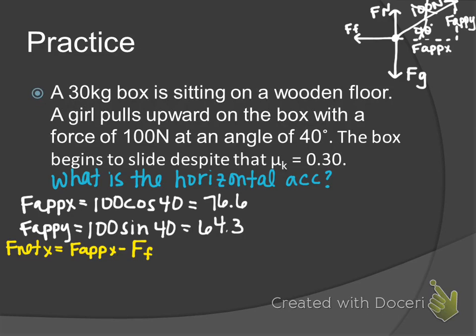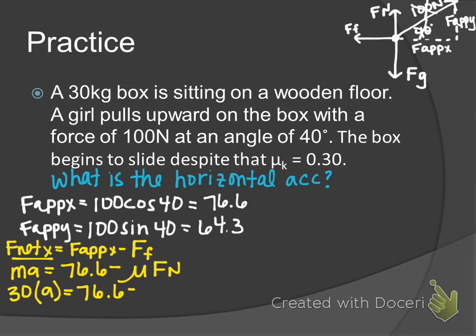Okay. So let's go ahead and substitute MA right here equals 76.6 minus our frictional force. What can we substitute for our frictional force? Mu. Yep. Mu times what? Normal force. Okay. We know our mass is 30. We're solving for A.